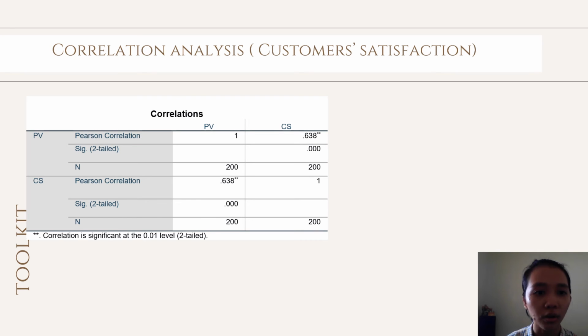Now moving on to the correlation analysis of customer satisfaction. For the perceived value toward customer satisfaction, the significant value is 0.000. This value is less than 0.05 but not exactly 0, so we are also able to reject the null hypothesis for this statement. For information, all the IVs have a positive relationship toward the DV.